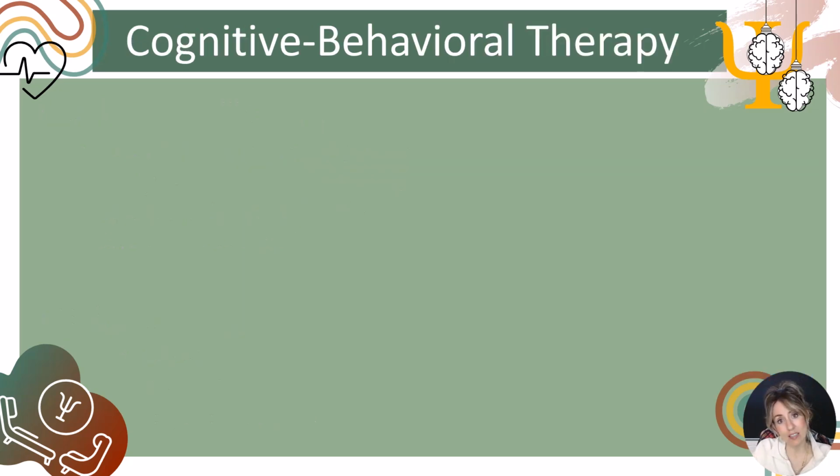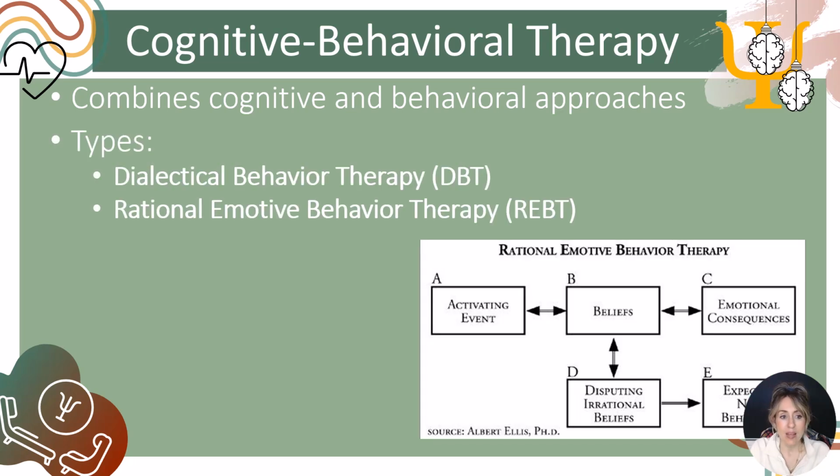Okay, and then we have cognitive behavioral therapy. So this is a combination of cognitive and behavioral therapies. It combines them. And there's two specific types that you have to know. There's way more than two types, but the two types you have to know are dialectical behavior therapy, which I talked about in the previous video, and rational emotive behavior therapy. So this is called REBT for short, and it works kind of like this.